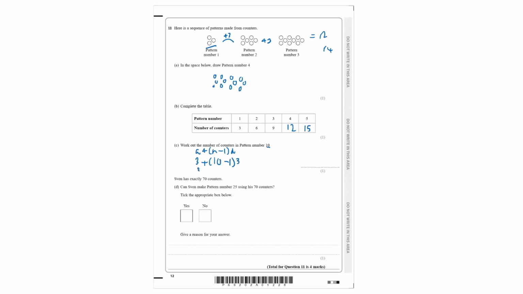So we have 3 plus 10 minus 1, that's 9. 9 times 3 is 27. 27 plus 3 is 30. Sven has exactly 70 counters. Can Sven make the pattern number 25 using his 70 counters? Tick the appropriate box below.